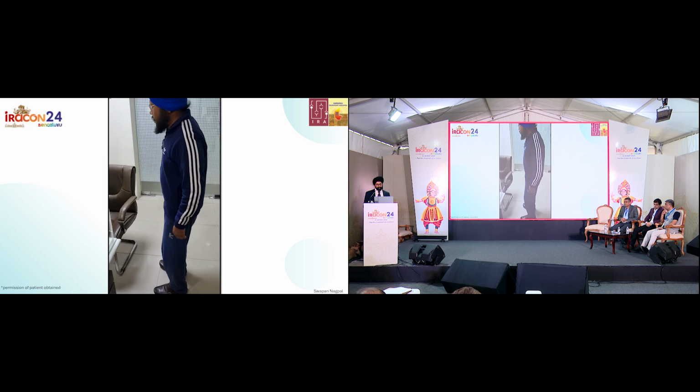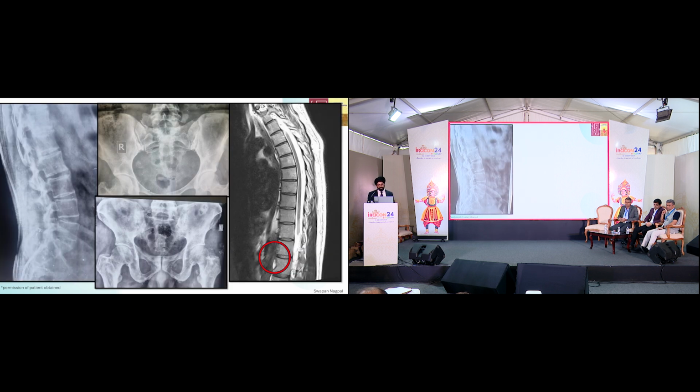A couple of short cases. This is a patient who walked into my clinic, and this is how the patient could not bend. I do not even need to do a Schober's test in this patient. And this is the spine of the patient. Look how the syndesmophytes are forming. This is a normal SI joint X-ray that I have for comparison, and this is the X-ray of that patient. Look at how fused the SI joints have become.